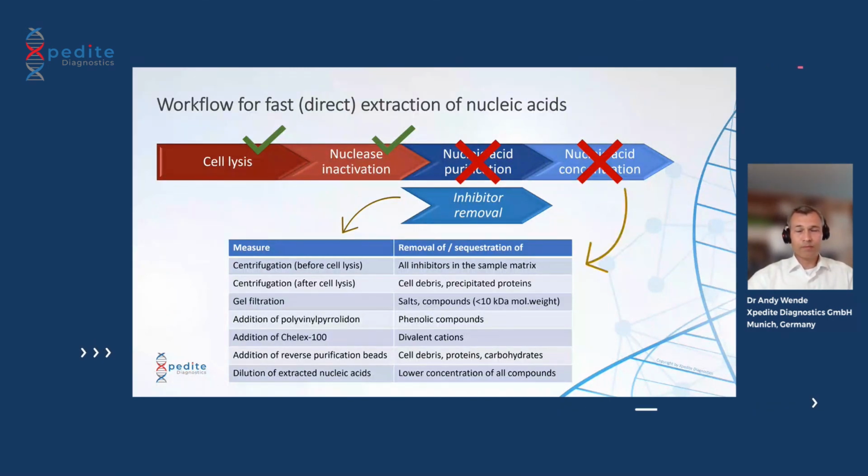And as I said, the nucleic acid concentration is usually not done by the direct extraction, but if you would do a centrifugation before lysis, where you basically pellet your cells of interest, then you would even have a nucleic acid concentration effect.